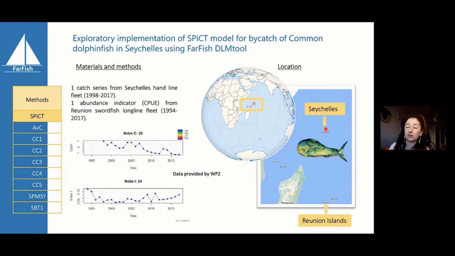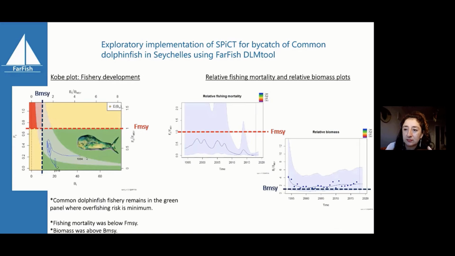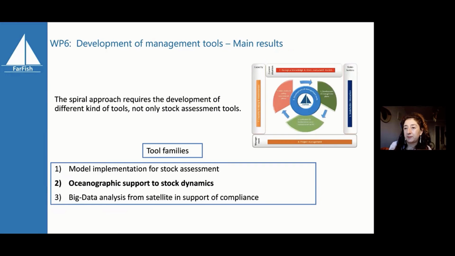This index will have a CPUE, but it was a CPUE from the Reunion Islands because there was no CPUE in the Seychelles. But this is still meaningful since the biggest bycatch of this species takes place in Reunion Islands. So with this data, it was possible to see that the current utilization right now was at a sustainable level. All this green area you see in the graphic shows the activities that are done in a sustainable way.